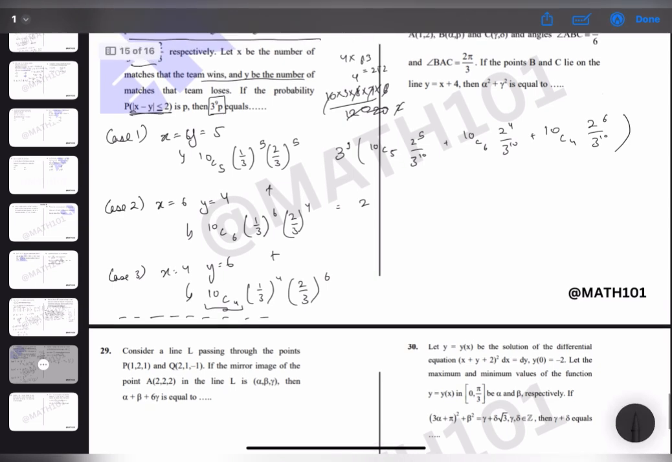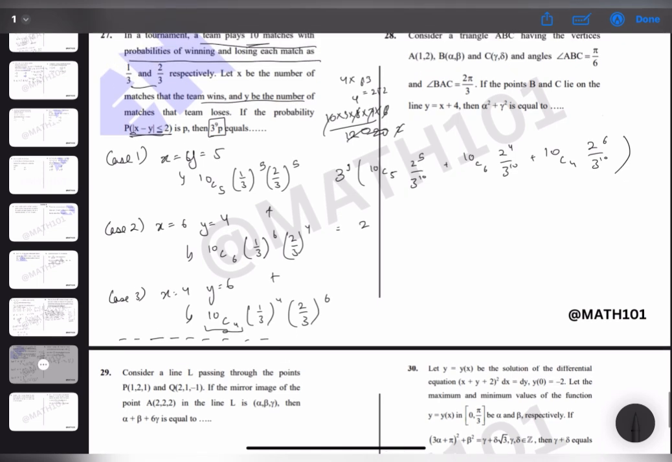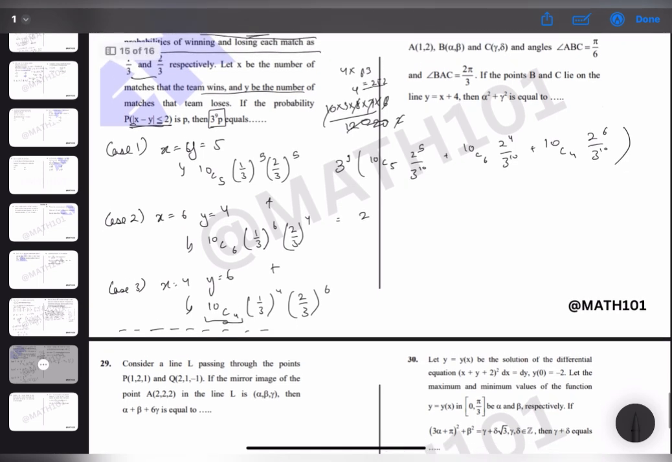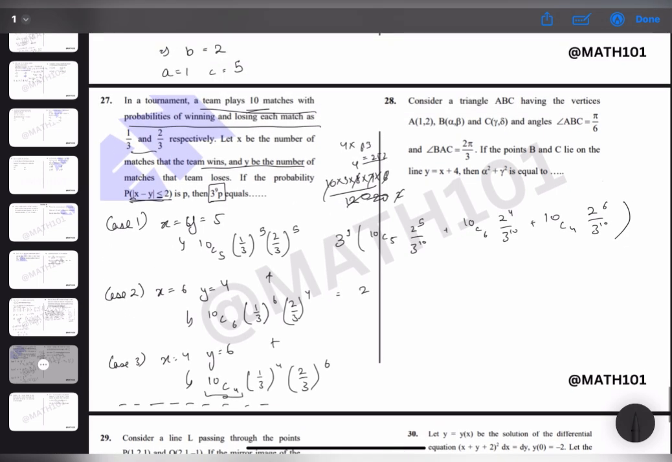Yeah, this is 252. So this is 252 into 2 to the power of 5 by 3 plus tan C6 equals to tan C4, which is equals to 10 into 9 into 8 into 7 upon 24. 9 into 72, this goes away. 3, this is equals to 210.